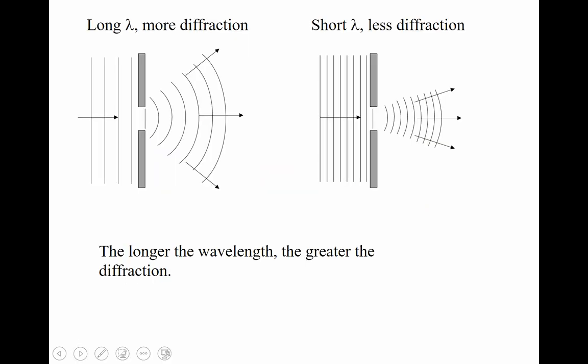The next thing is the wavelength. So you'll notice on this that the size of the opening from there to there and from there to there is actually exactly the same on both of these. It's the wavelength that has now changed. So we've got a longer wavelength and we've got a shorter wavelength. Which one diffracts more? Longer wavelength or shorter wavelength? Long diffracts more. So the longer the wavelength, the greater the diffraction. Couple things to know, mostly just knowledge pieces at this point.